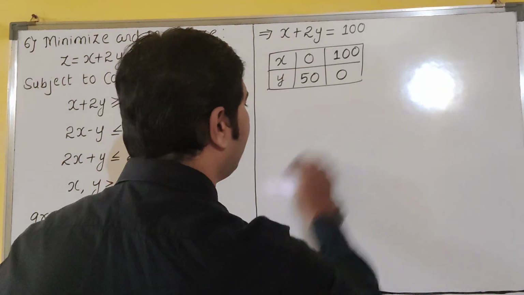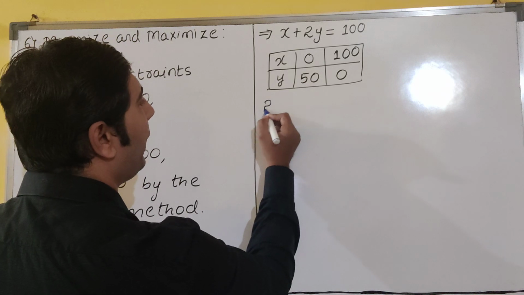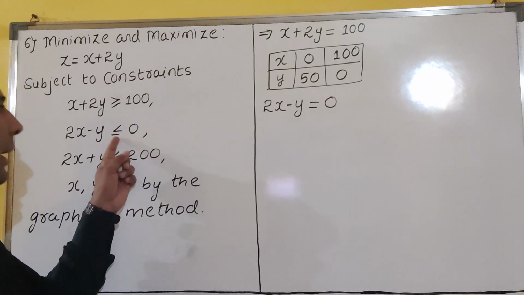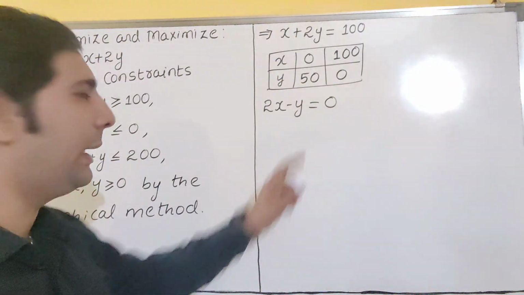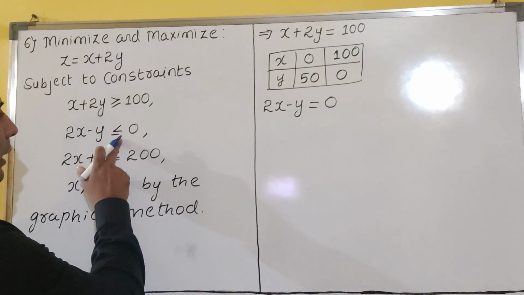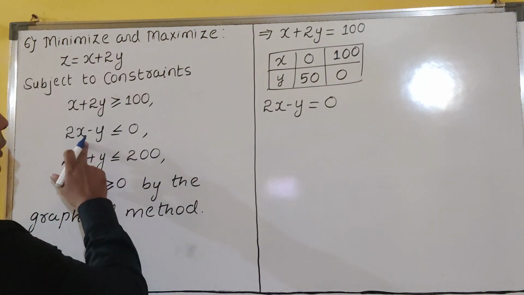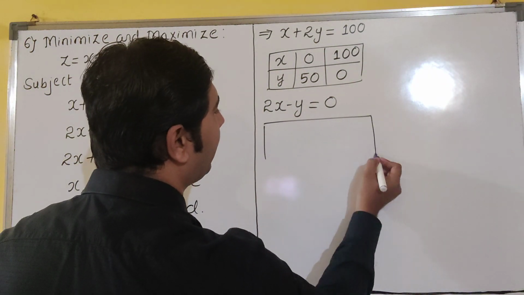So now let us see the next one. Next one you see here what it is: 2x minus y is equal to 0. Again you have to make this an equation. Whether it is less than or equal to or anything, you make it equal to 0. Understood? So 2x minus y is equal to 0, so let us find the points.